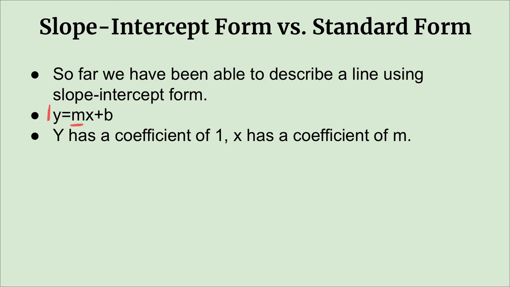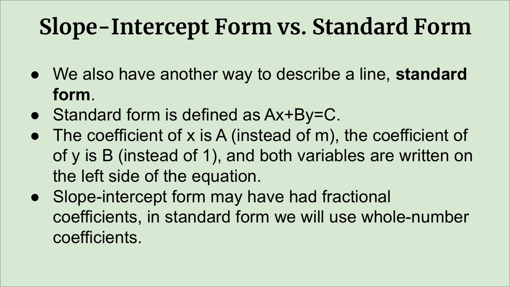The reason why this is important is we also have another way to describe a line. We call it standard form. Something to put in your notes. Standard form is defined as ax plus by equals c. This x and y, excuse me, here are the same as the x and y in our slope-intercept form, y equals mx plus b. So those just represent parts of a point.